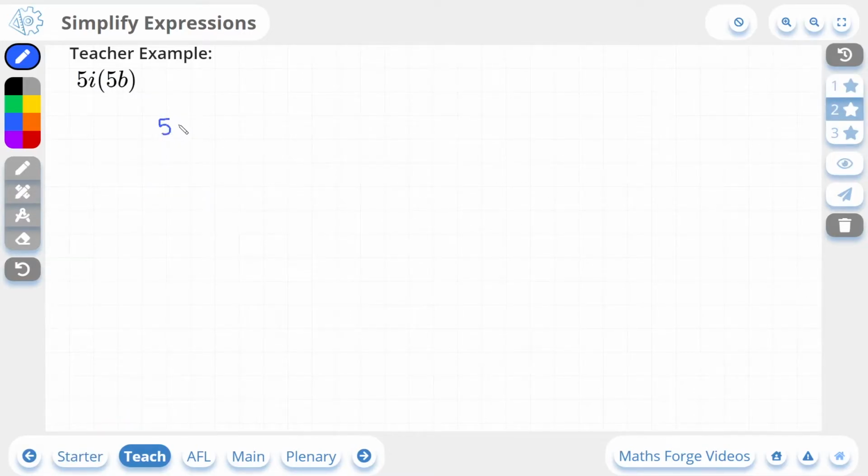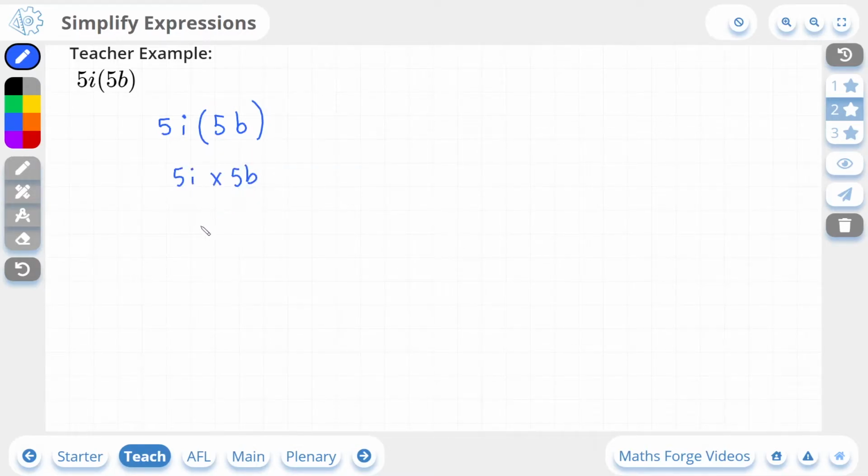Here we have 5i brackets 5b. So what's happening here between the 5i on the outside of the brackets and the 5b on the inside is multiplication. In maths, whenever you see a term or an expression and then another term or an expression covered in brackets, what's happening between the term outside and the inside is multiplication. So we have 5i multiplied by 5b.